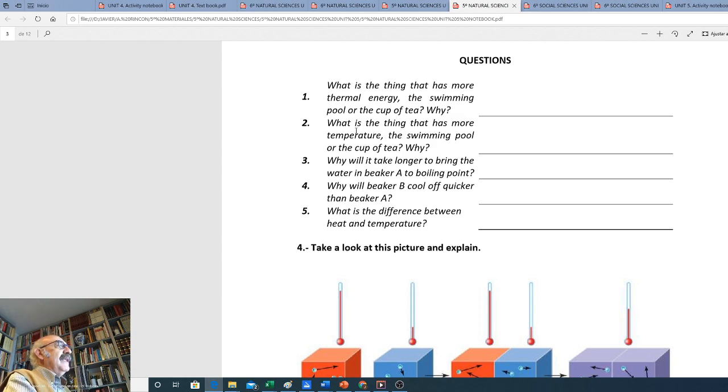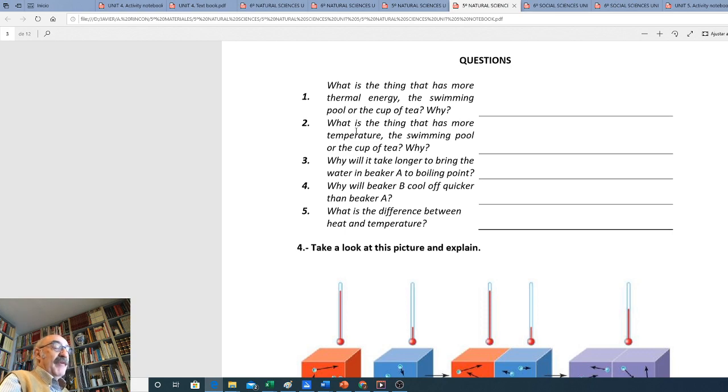What is the thing that has more temperature? The swimming pool or the cup of tea? And why? You can answer. Now we're asking about temperature. The swimming pool or the cup of tea?